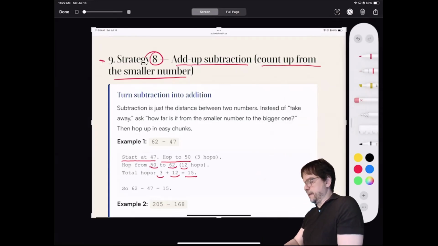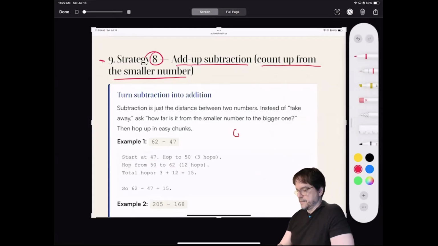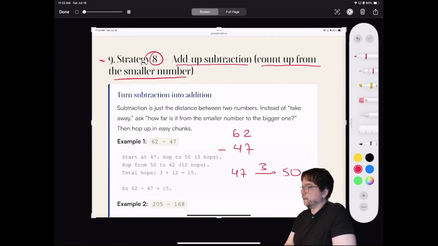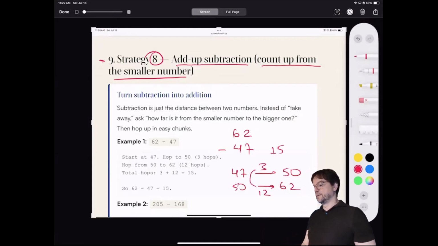Now let's do mental math this way. What I have is 62 minus 47. Look, 47 to 50 is 3. Do you agree? Super easy. 50 to 62 is 12. 12 plus 3 is 15. Is that okay? Super easy?